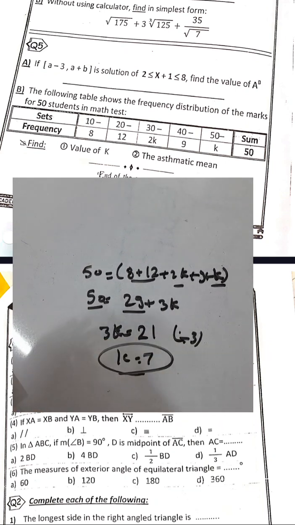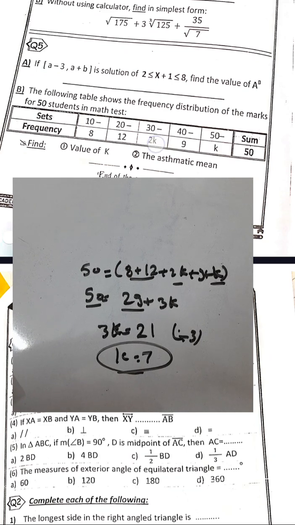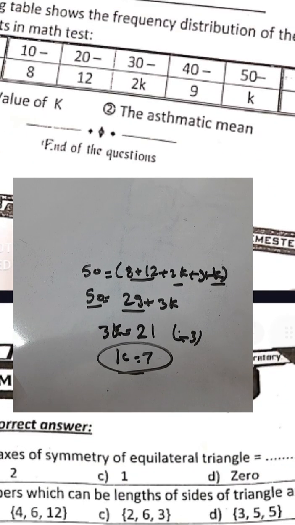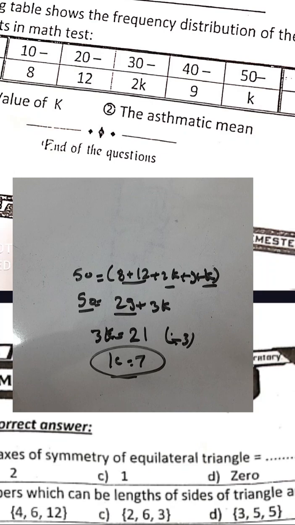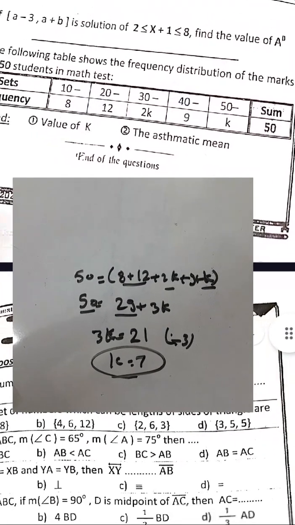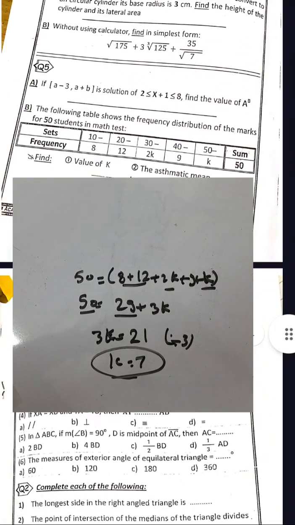And then you can complete. Put here 2k equals 14. Put 14 here, and put 7 here. And then find the arithmetic mean by drawing the table. Okay, understood?